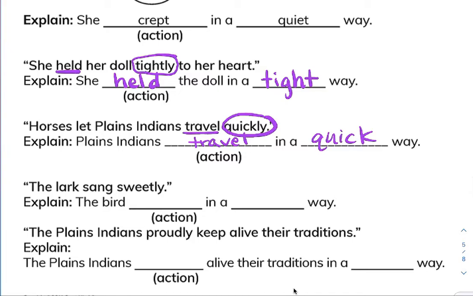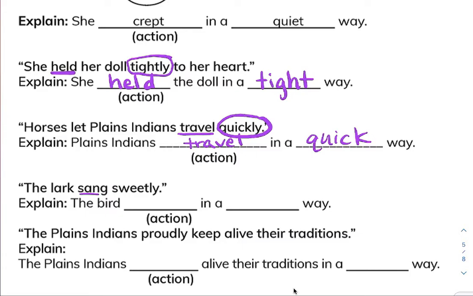Let's look at the next one. The lark sang sweetly. A lark is a type of bird. The lark sang sweetly. What is the action or the verb? Good. It is sang. How did the bird sing? Oh, the bird sang. We'll write that in our blank. How did the bird sing? Good. In a sweet way. It sang sweetly. So in a sweet way.